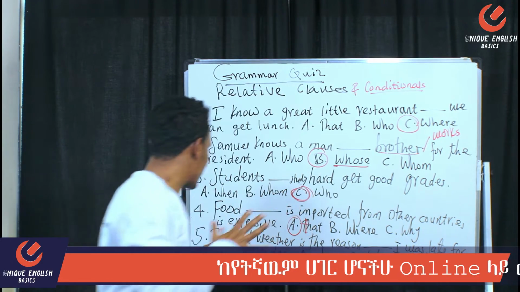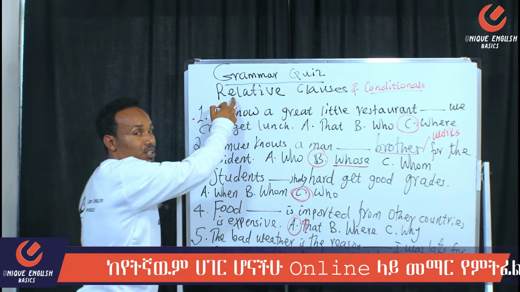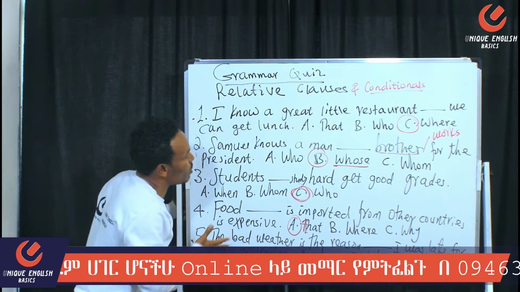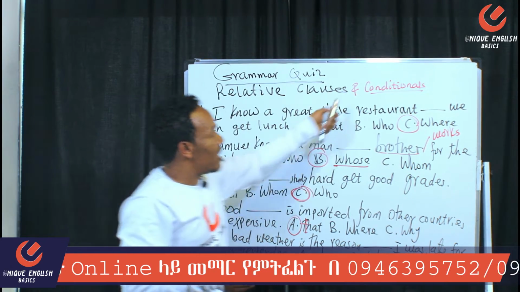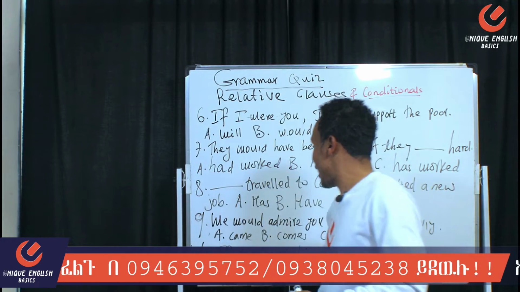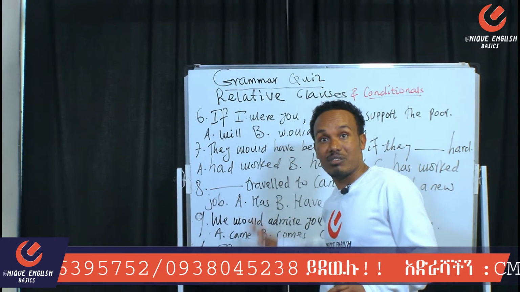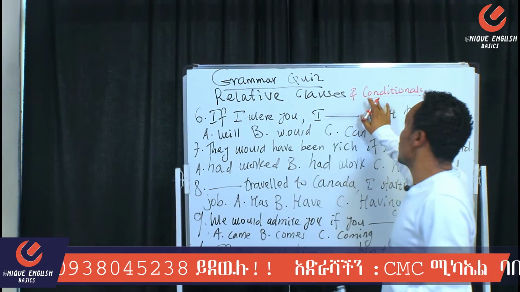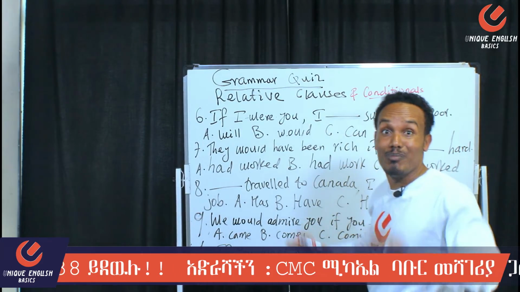So these are 5 questions about what? Relative clauses. And the next 5 questions will be based on what? Conditional sentences. Am I clear? Yes. Thank you so much. አምስት ጥያቄ ምን ላይ ነው ያየነው ቅድም? Relative clauses አይደል? አሁን ደግሞ ምን ላይ እናያለን? Conditionals ላይ 5 ጥያቄዎች እናያለን.